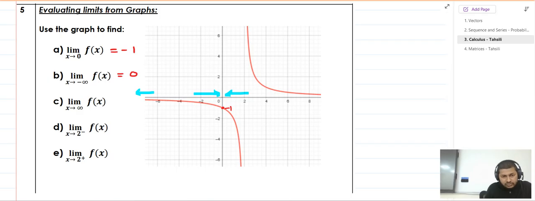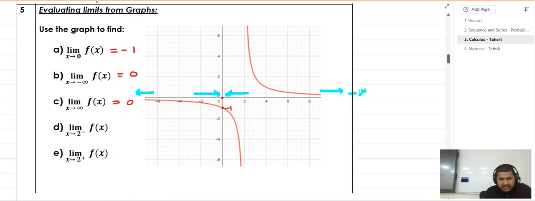Looking at the next one, limit as x approaches infinity of f of x. So I'm approaching positive infinity on this side, and I see that the graph keeps on going lower and lower and lower. So it's almost about to hit the ground, which means the y value is also 0.